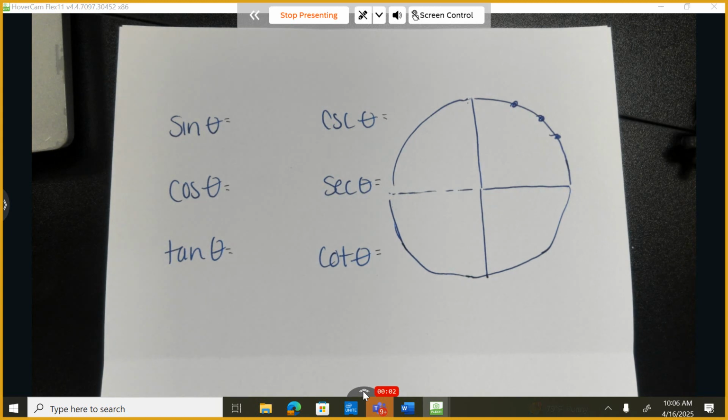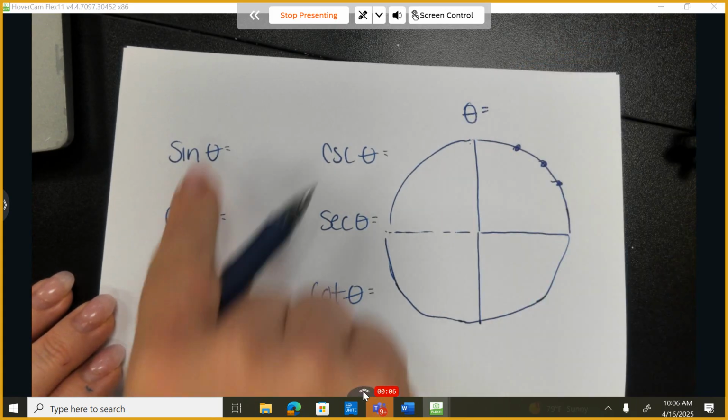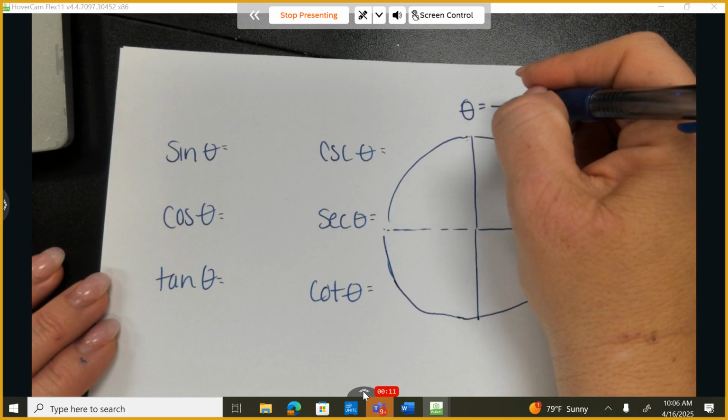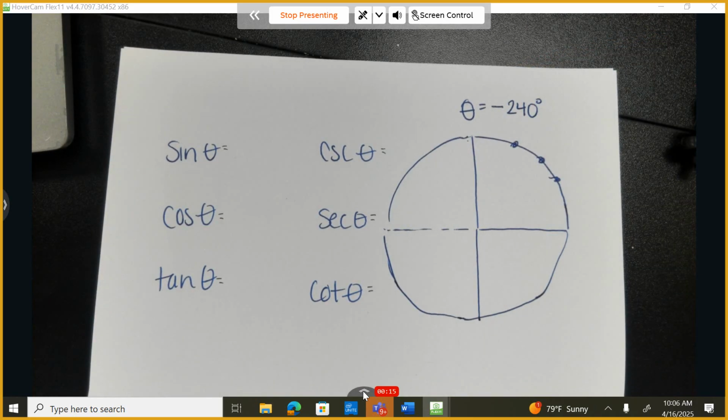In this video, we are going to identify the 6 trig functions, 3 primary and 3 secondary, and I'm going to provide you the angle negative 240 degrees. Now the first thing you're going to do is locate where is 240.